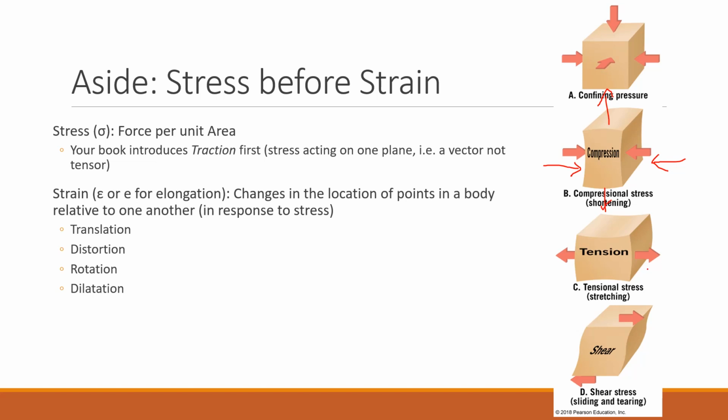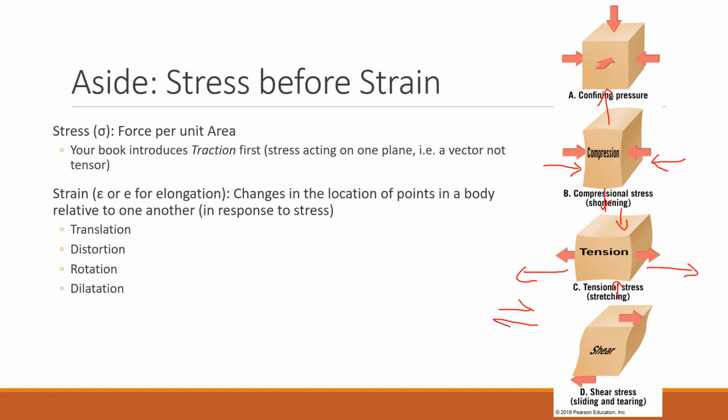Tension is where we are pulling apart. Now, if we're pulling apart in one direction, the same thing that happened with compression, we're going to be pushing in the other direction. And then we have shear stress. So shear stress is the type of stress that we see at transform boundaries, and that's where we are sliding. It's like the scissor motion.